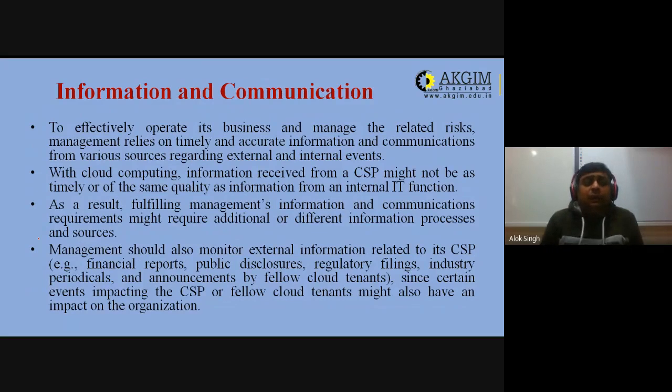So next is information and communication between all the stakeholders. Okay, so to effectively operate its business and manage the related risks, management relies on timely and accurate information and communications from various sources regarding external and internal events. Okay, so with cloud computing, information received from a CSP might not be as timely or of the same quality as information from an internal IT function. As a result, fulfilling management's information and communication requirements might require additional or different information processes or sources.